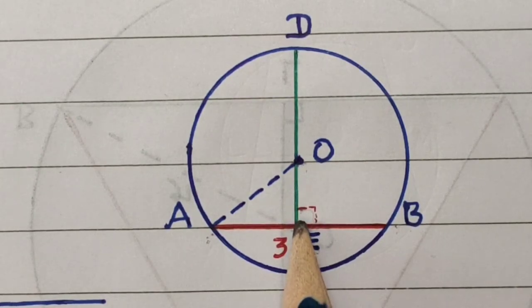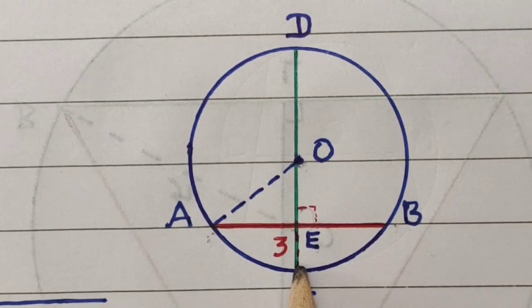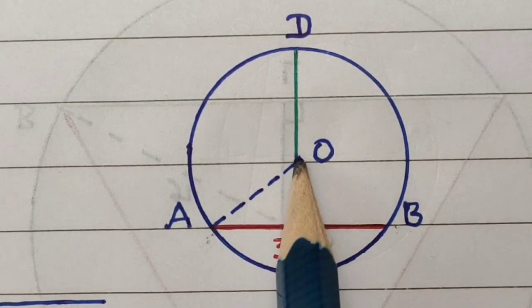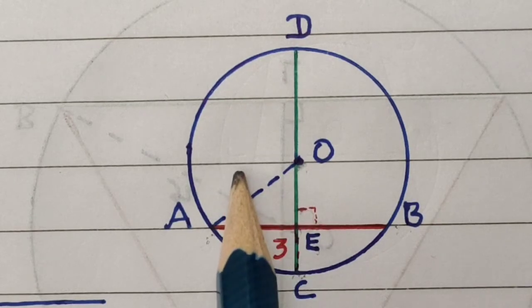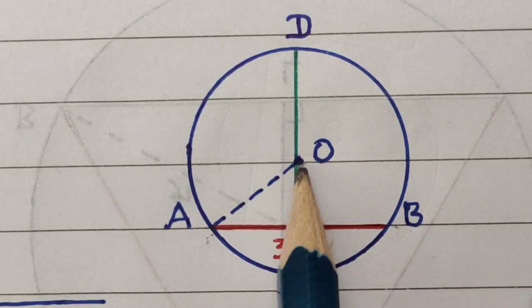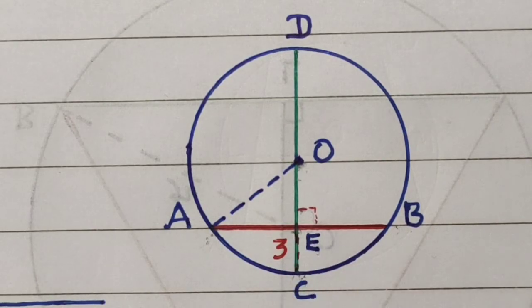OE is equal to R minus 3. R is the radius, minus this part, that is 3 centimeters, will give OE. Therefore OA square, which is R square, equals AE square, that is 6 square, plus R minus 3 whole square.